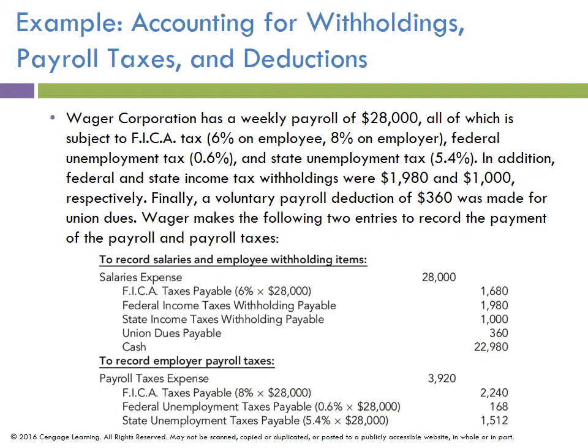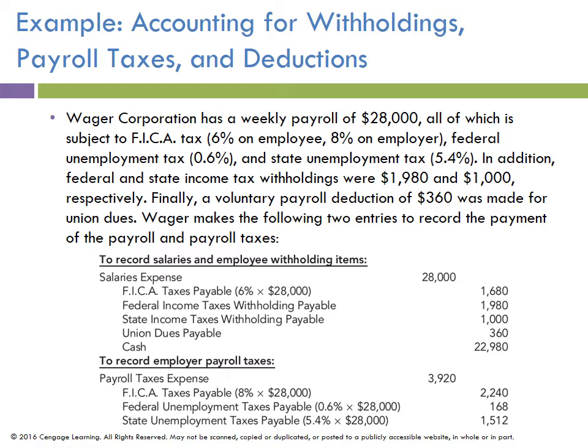Wager Corporation has a weekly payroll of $28,000, all of which is subject to federal insurance, FICA tax. 6% on employee, 8% on employer. They're just giving you these amounts. It's not normal. Federal unemployment tax is 0.6% and state unemployment tax is 5.4%. In addition, federal and state tax withholdings were $1,980 and $1,000 respectively. A voluntary payroll deduction of $360 was made for union dues on all the employees.